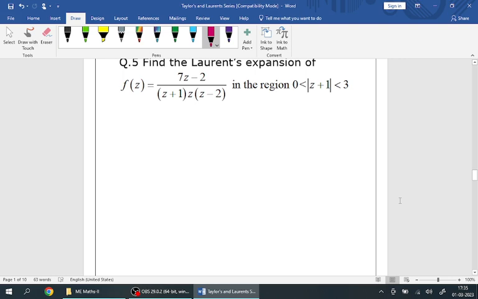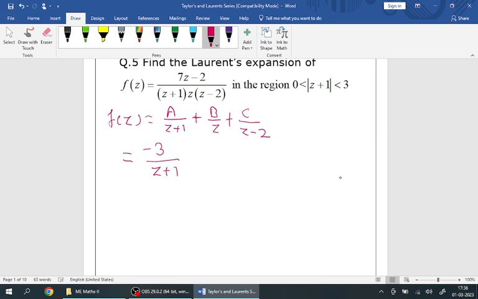If you understood question 5, this one only has extra terms. The remaining questions are really simpler than this. For question number 5, the first step, f of z we got as a upon z plus 1 plus b upon z plus c upon z minus 2. We have to find out a, b, c. To get a, we replace z by minus 1, except in that term. If you observe, you will get minus 3. Put z equal to 0, you get 1. And put z equal to 2, you get 12 by 6, which is 2. So these are the a, b, c you will get first.